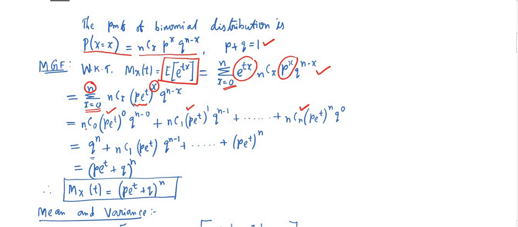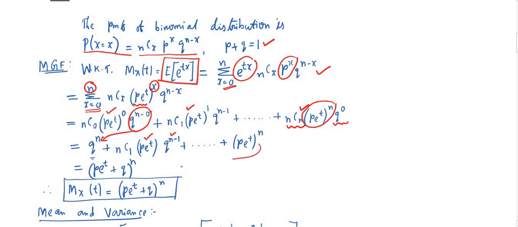Here we know nC0 and (p e^t)^0 both will be 1. Next, q^(n-0) will be q^n. Next, here nC1 is the same, (p e^t)^1 will be p e^t, and q^(n-1) will be q^(n-1). Similarly, in the last term nCn will be 1, and q^0 also will be 1. So the remaining term is (p e^t)^n alone.